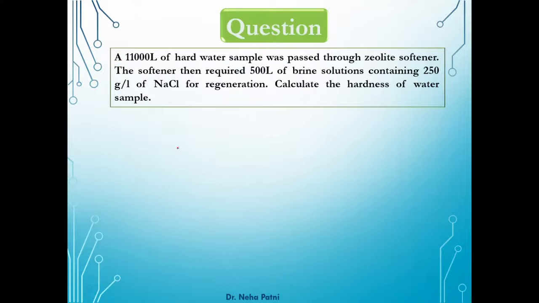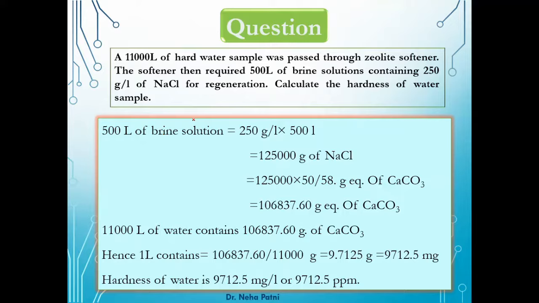Type 4 is done. Now this is one question just for your practice purpose, of the same type which we have done. It's very easy. You have to find out hardness. The V1 thing is given, which is 11,000. Then this is 250, so 250 multiplied by 500. Now since this is in gram per liter, multiply by 1000, multiply by the multiplication factor and half, and you solve it and you're good to go.